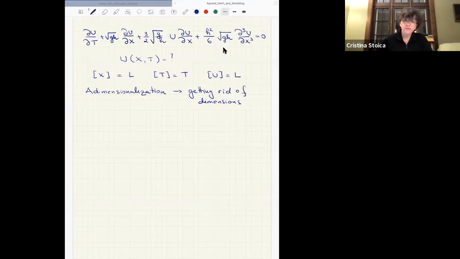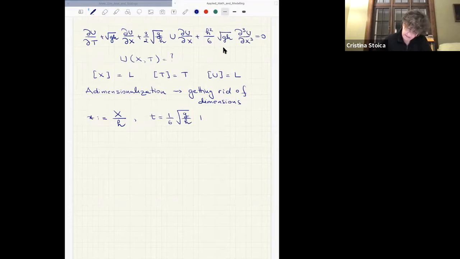So how do we do this? It's like introducing, as I said, the characteristic time, length and so forth. So for this problem, we're going to introduce a little x to be capital X over h. In other words, we're introducing as characteristic length h, the mean depth of the channel. We're going to introduce an adimensional time that will be given by this quantity.